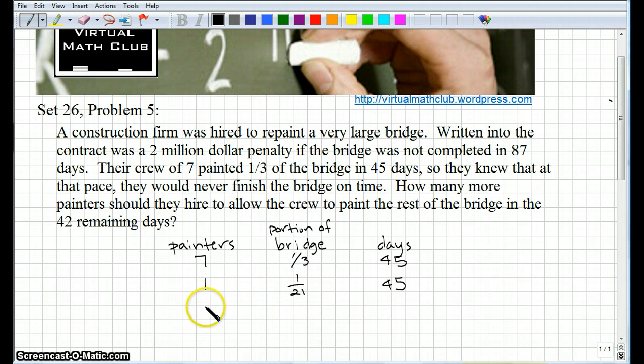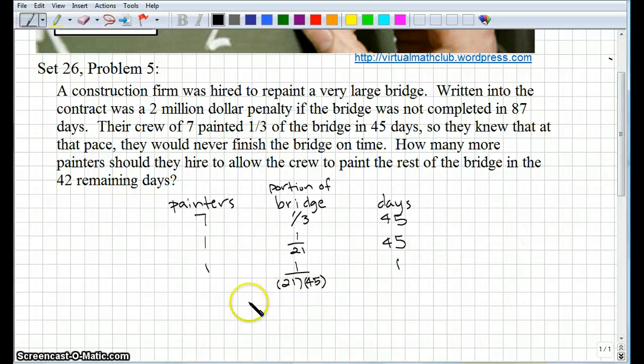And then let's continue on and figure out how much of the bridge could a painter paint in 1 day. Again we can just divide this by 45, so it's 1/21 times 45. I'm not going to actually multiply that out because I've got more work to do, and if I leave it in factored form, I can probably do some simplification easier, because I know the factors of 45 and 21 easily. If I multiply that out, I'll lose sight of what the factors are, because I can probably do some canceling eventually. Alright, so we'll leave it like that.